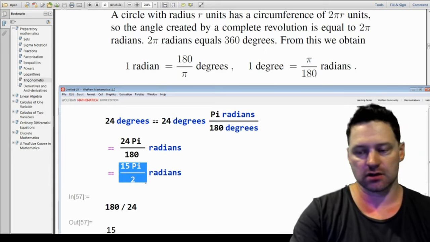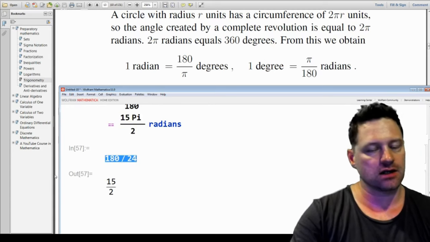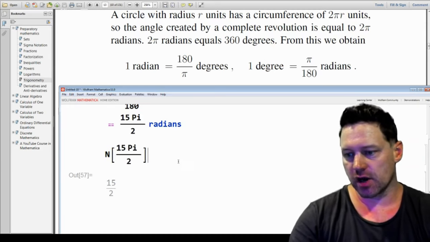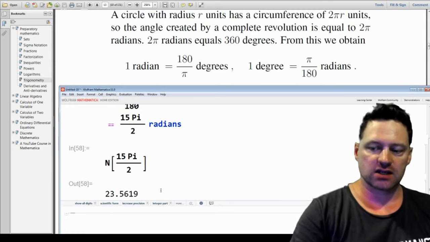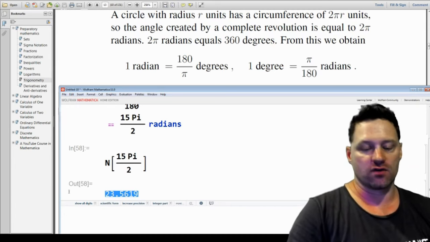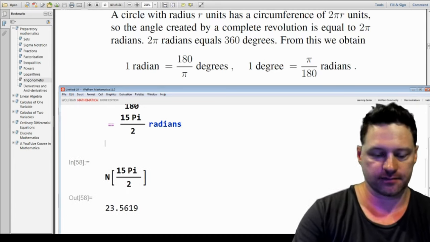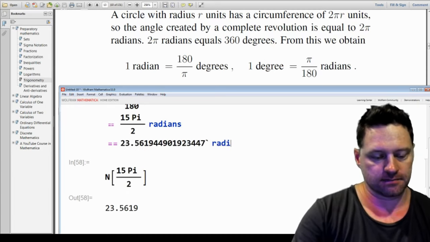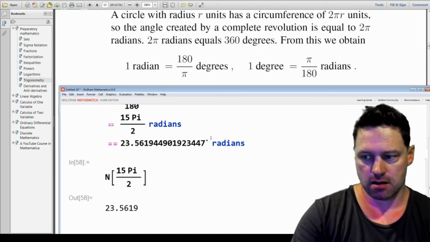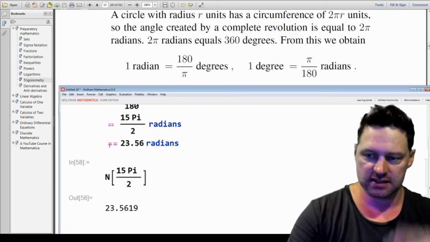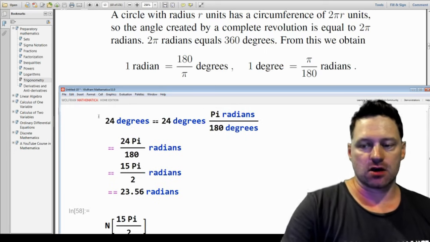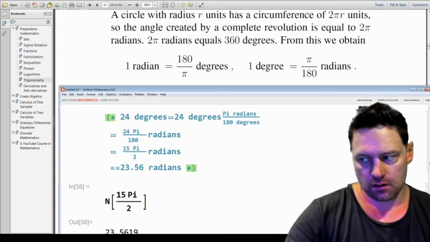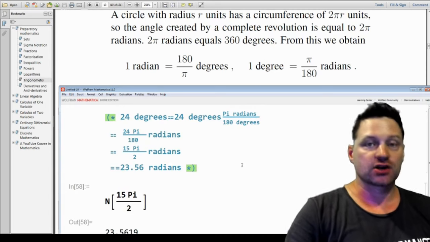Well, we can do that too. I'll copy this now and I'll come back down in here into this cell and let's say N for take a numerical estimate, shift enter, and we get 23.5619 radians. Okay, so I'll copy that. Let's say this is this many radians. All right, and I'll chop it off there to say approximately that. Okay, well, that was a comment, so I'll turn it into a comment now. Okay, and that's how you convert degrees to radians.